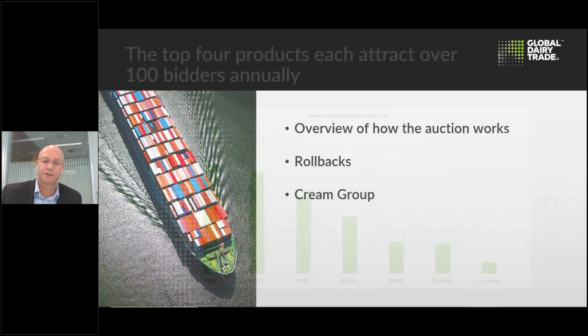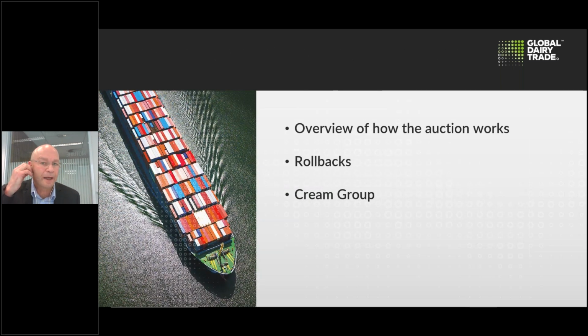Right, let's get into the meat of it and look at an overview of how the auction works. We'll look at rollbacks, which is also part of how it works really, and the cream group. When I go through the cream group, there will be an opportunity for me to delve further into how the auction works. Hopefully by the end of that process, you'll have a very thorough understanding of some of the sophistication in this auction and the way it works to maximize liquidity and bring about the best outcomes overall.